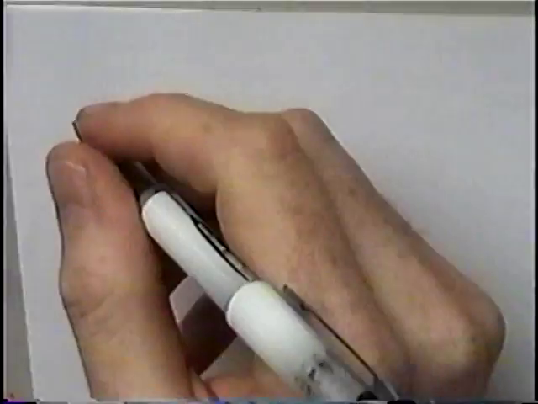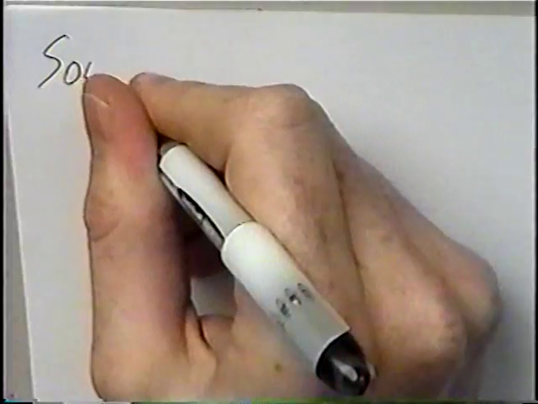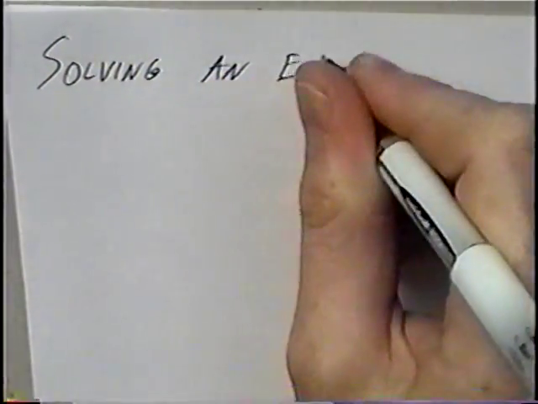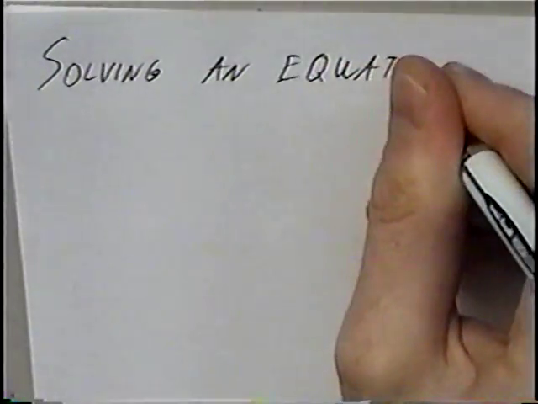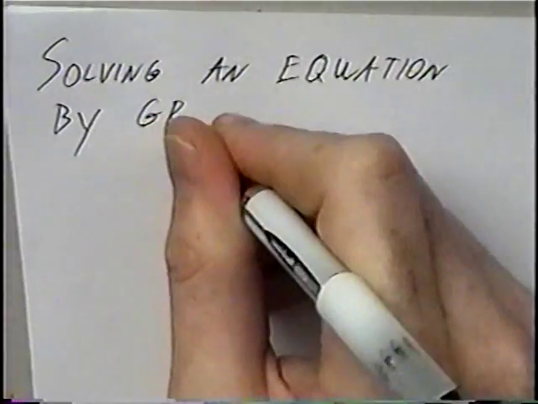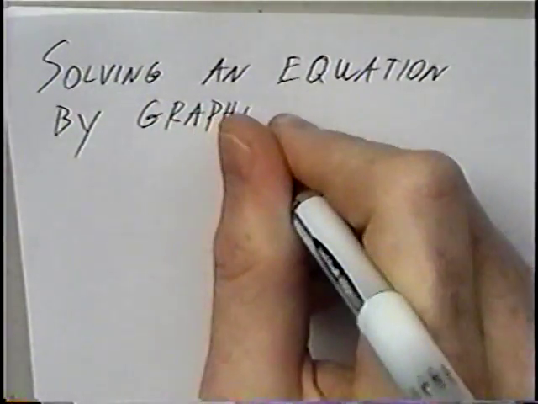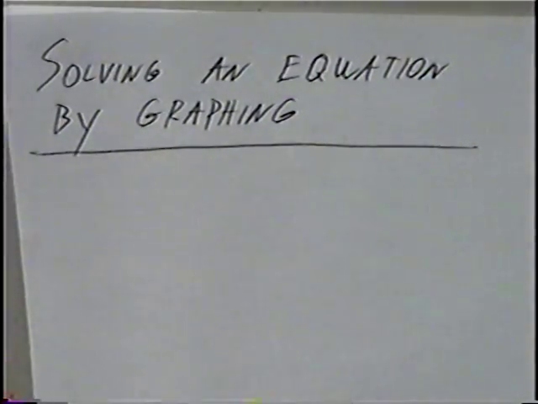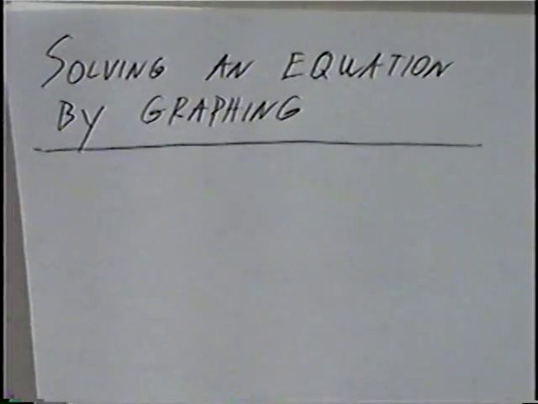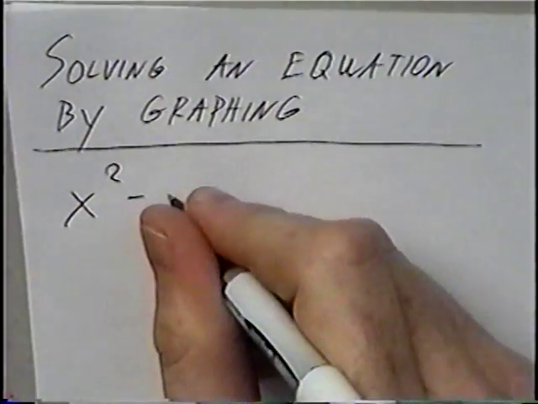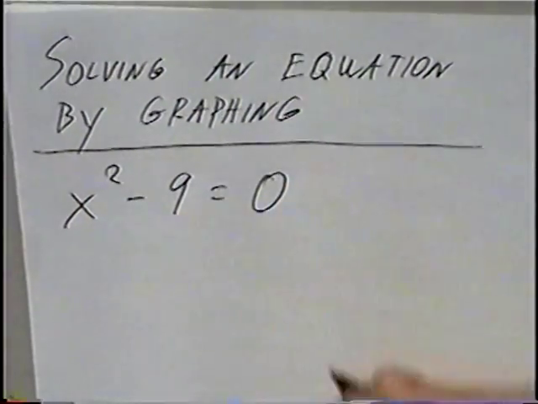Title of the section is Solving an Equation by Graphing. In this section, we'll look at quadratic equations and solve by graphing. First equation is x squared minus 9 equals 0.